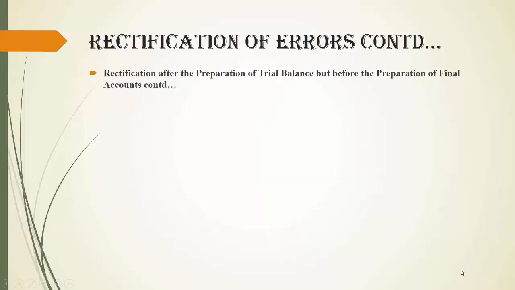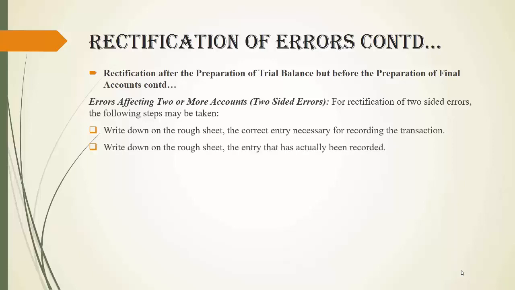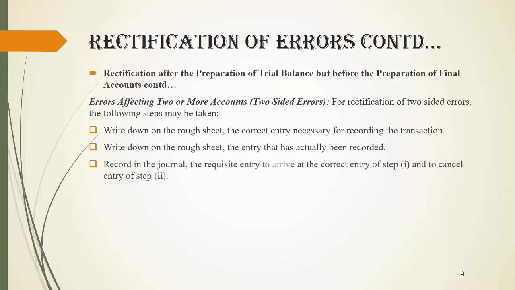Moving on to the next error, that is, errors affecting two or more accounts, or two-sided errors. For rectification of two-sided errors, the following steps may be taken. First, write down on the rough sheet the correct entry necessary for recording the transaction. Second, write down on the rough sheet the entry that has actually been recorded, which means the wrong entry. And the third is to record in the journal the requisite entry to arrive at the correct entry of step 1 and to cancel the entry of step 2.